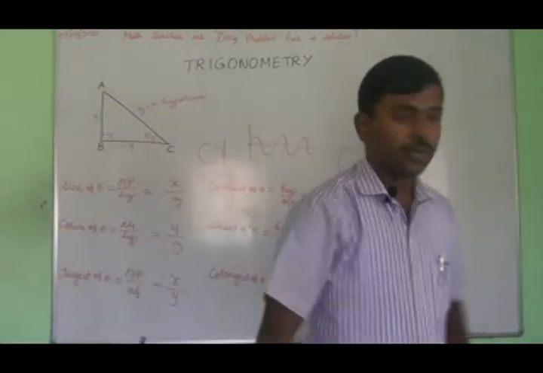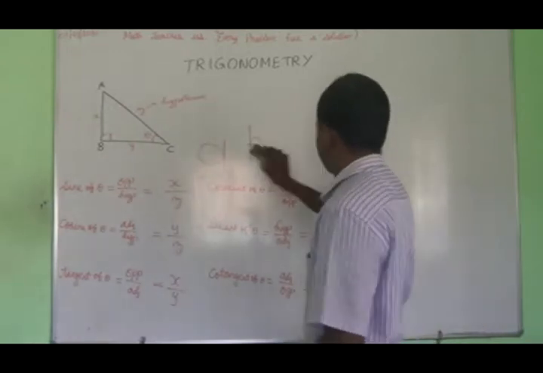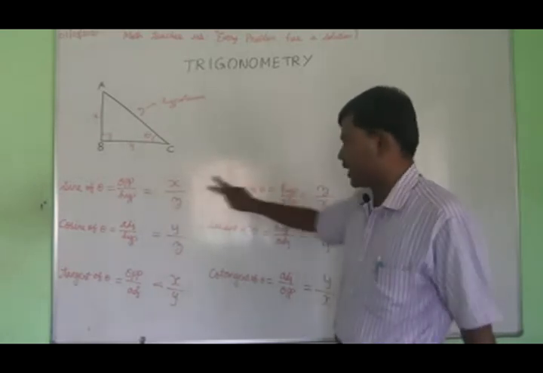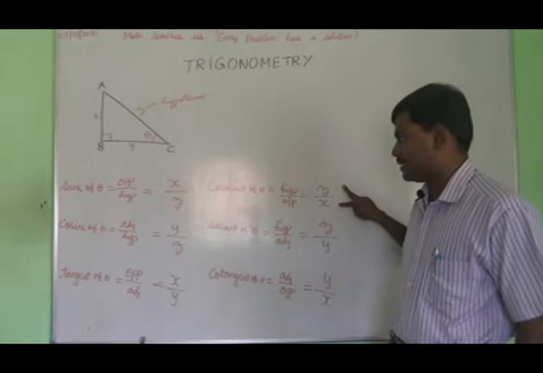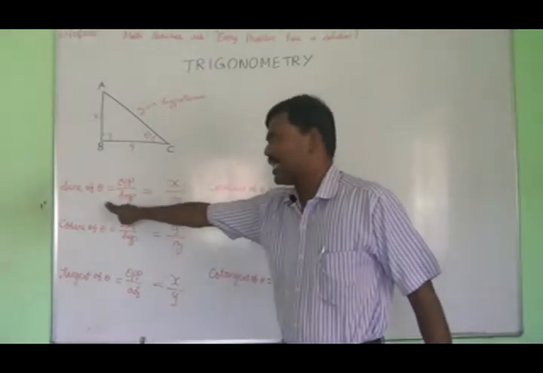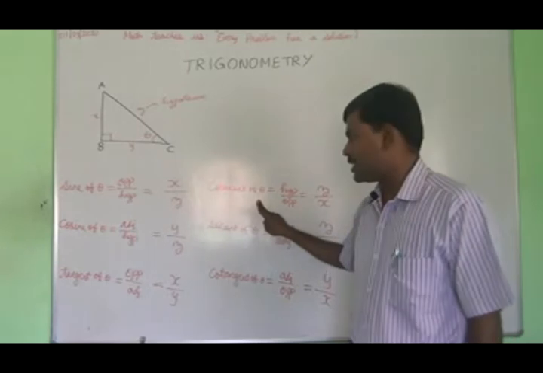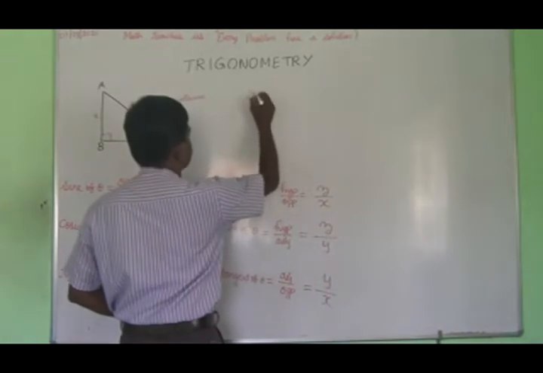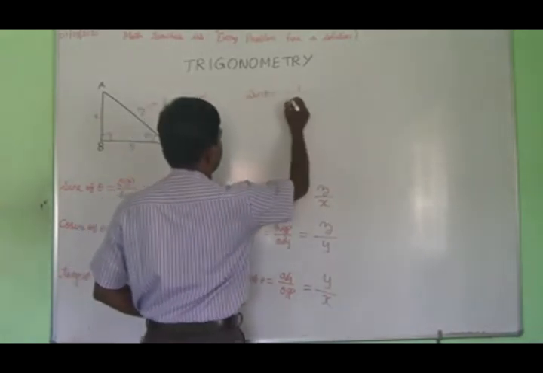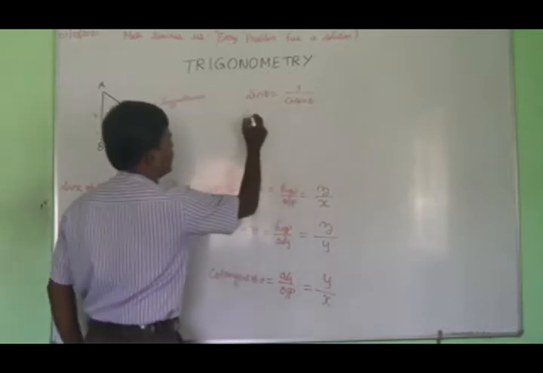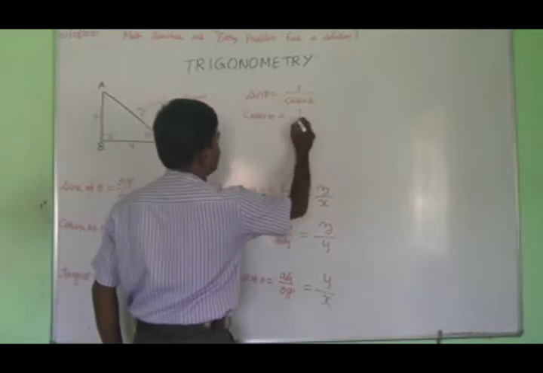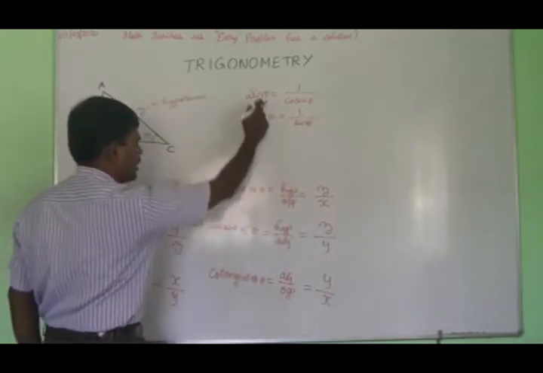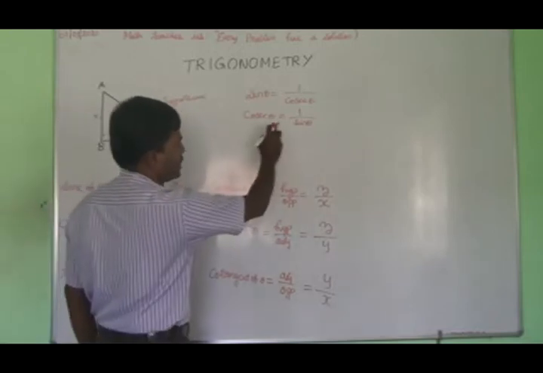Now as you can see, this one and this one are the reciprocals to each other: x by z, and this one is z by x. So we can conclude that sine and cosecant are reciprocals to each other. So we can write sine theta is equal to 1 by cosecant theta, and cosecant theta is equal to 1 by sine theta. In short we can write sine as sin, and cosecant as cosec theta.